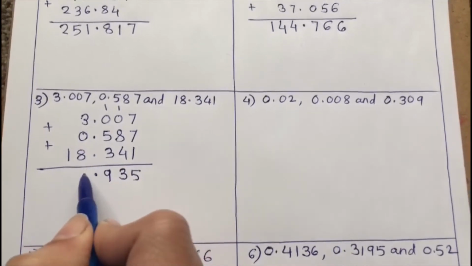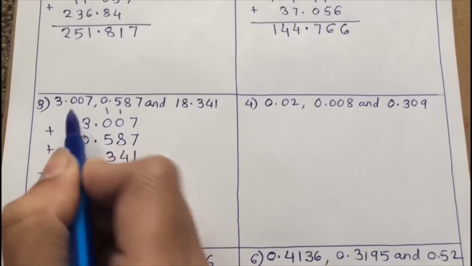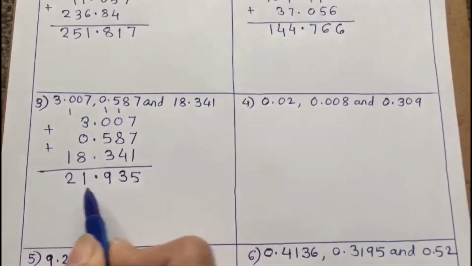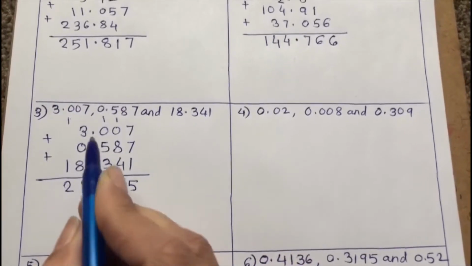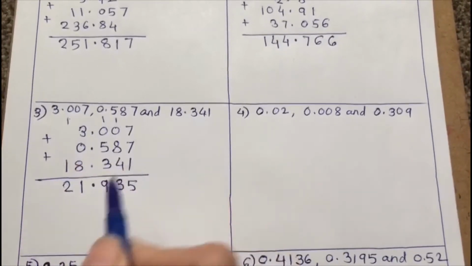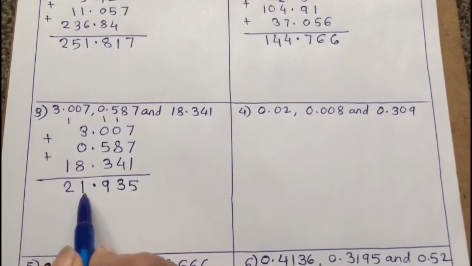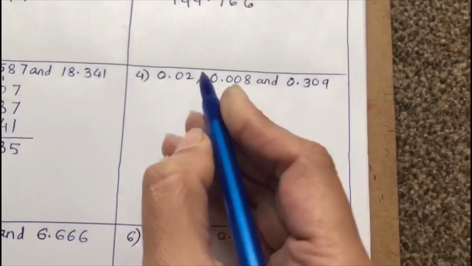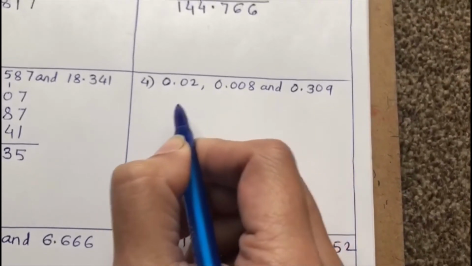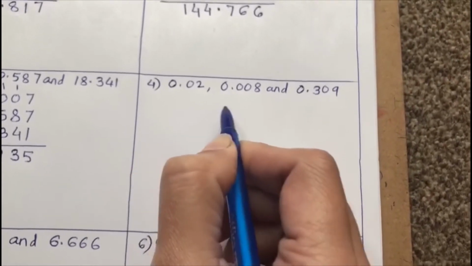8 plus 3 is 11. So I carry 1 here. So 1 plus 1 is 2. So when we add all these three decimal numbers, we get the answer 21.935. Now let's look at another example.